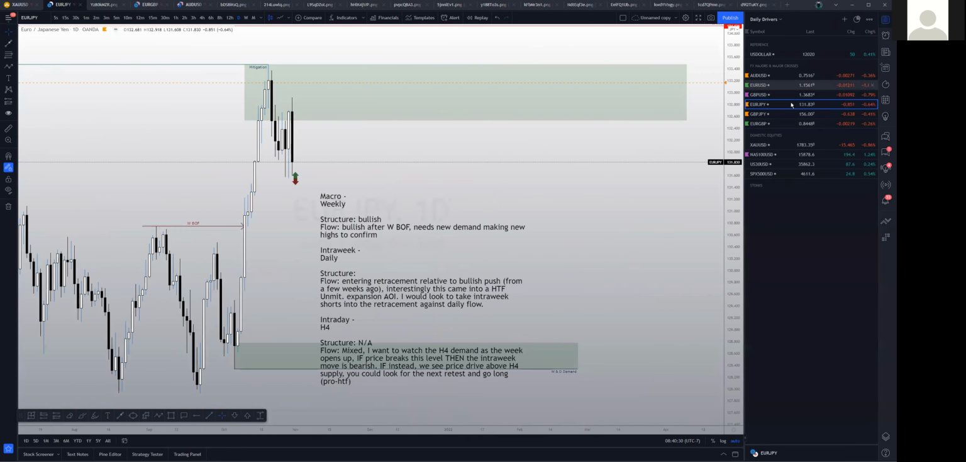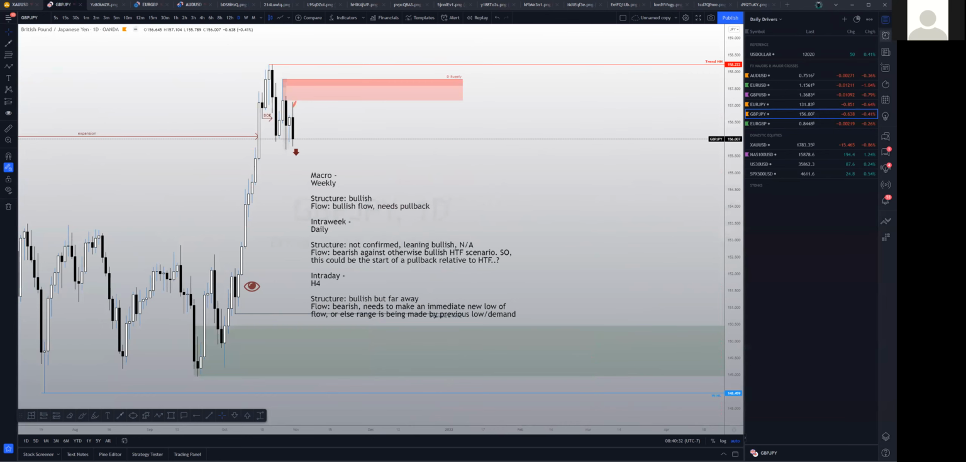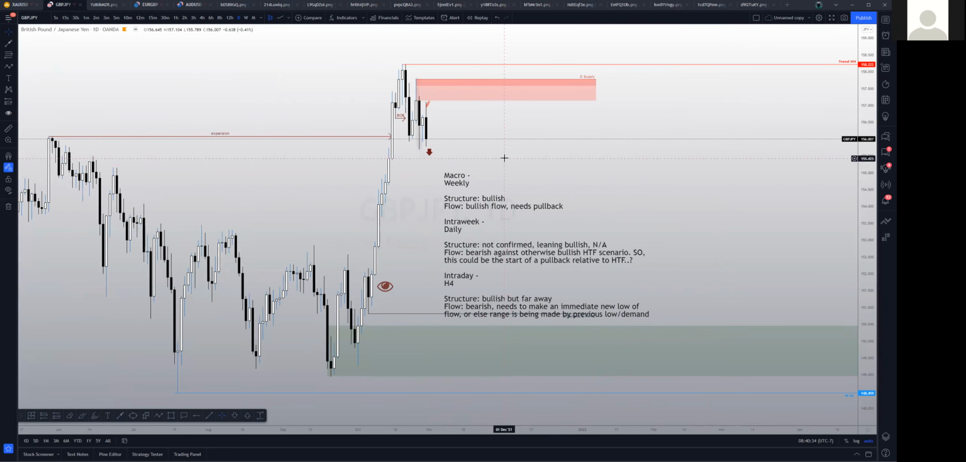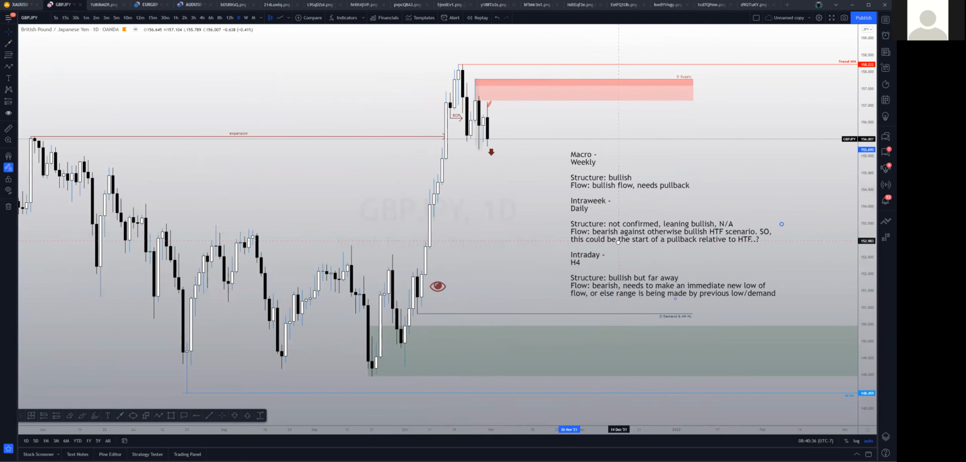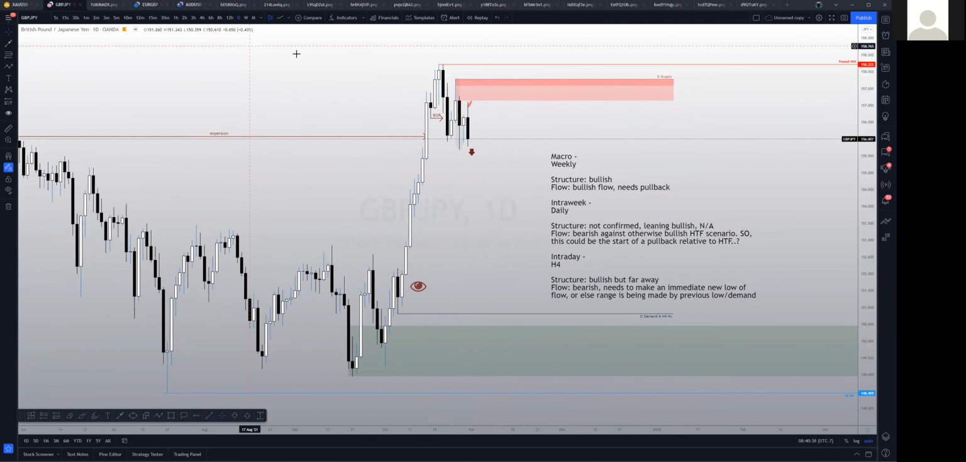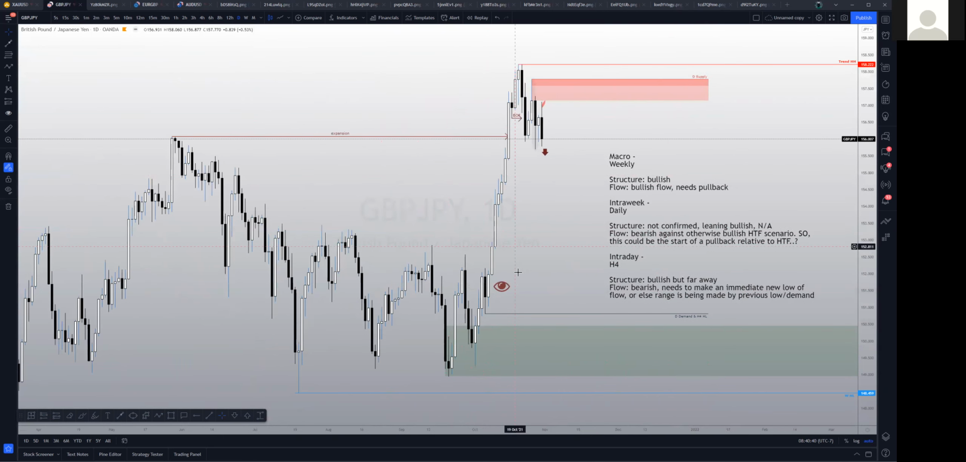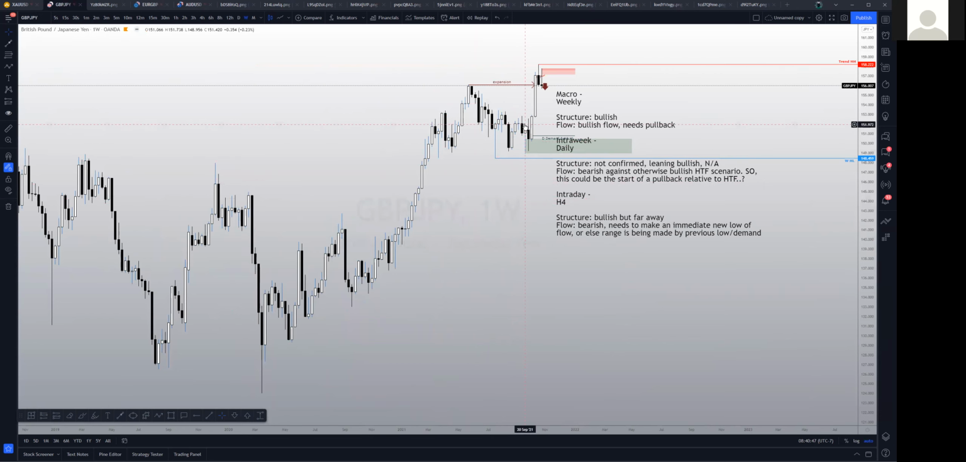Let's actually hop over to GBP JPY first, and then we'll look at EJ. GJ, main pair that I have, big push to the upside, right? Massive push, similar to EJ that we'll look at in just a second. We have this massive weekly extension to the upside. Again, what pushes must pull back.